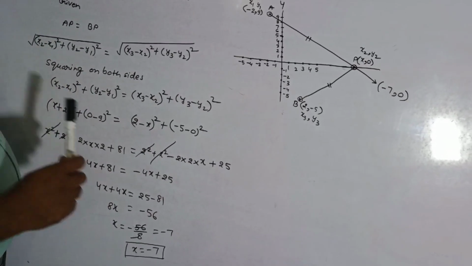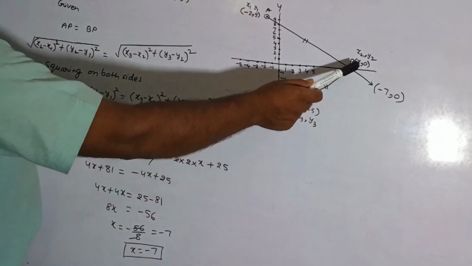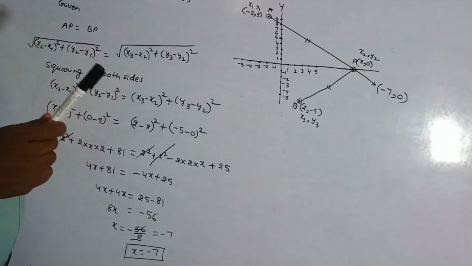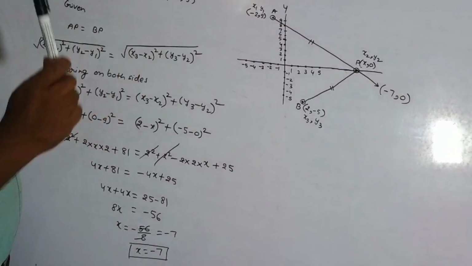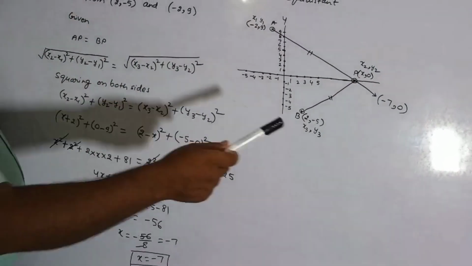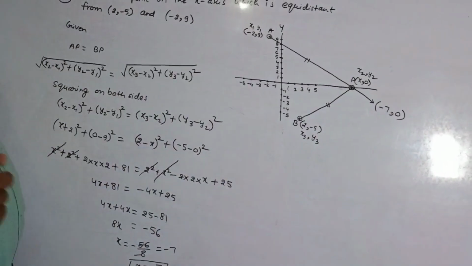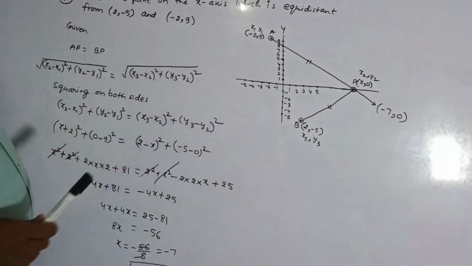Now the point on the x-axis is x comma 0, means x is minus 7 comma 0. So the point on the x-axis will be minus 7 comma 0. Now this point minus 7 comma 0 will be on the left hand side of the origin.